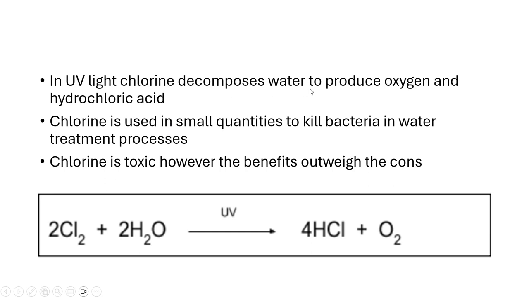In UV light, chlorine decomposes water to produce oxygen and hydrochloric acid. Chlorine is also used in small quantities to kill bacteria in water treatment processes. Chlorine is toxic, however, the benefits outweigh the cons. So again, you need to memorize this equation: 2Cl2 plus 2H2O, in UV light, decomposes the water into 4HCl plus O2.